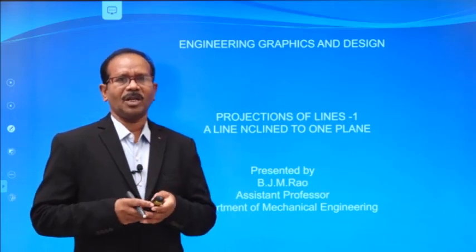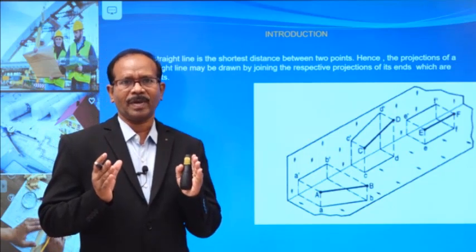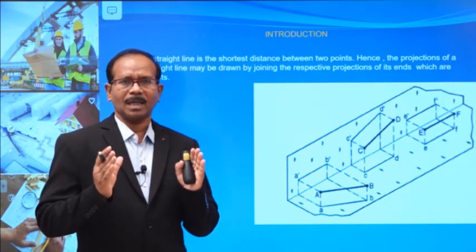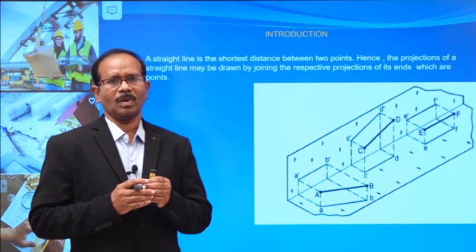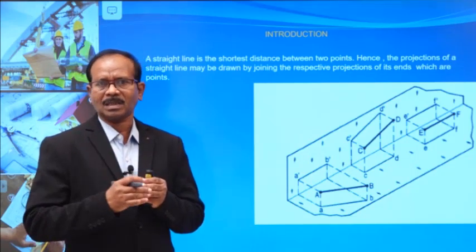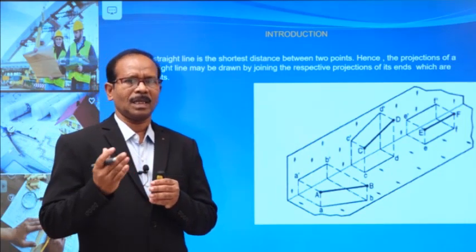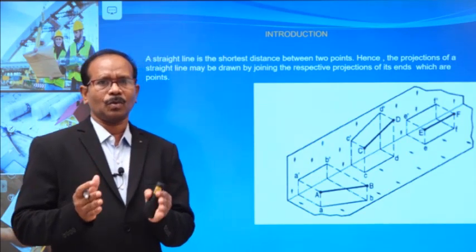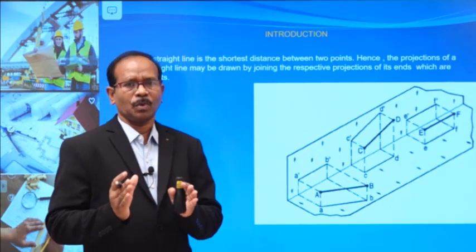Define the line. A line is the shortest distance between two points. Projection of a line is nothing but joining two endpoints. What is the extension of today's class compared to the previous class? Adding one more point and joining the two points, that is a line.